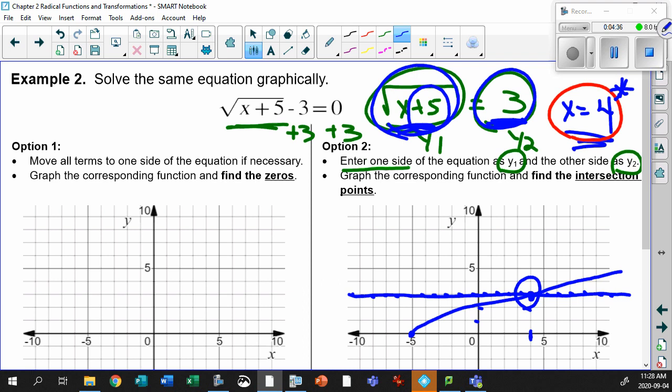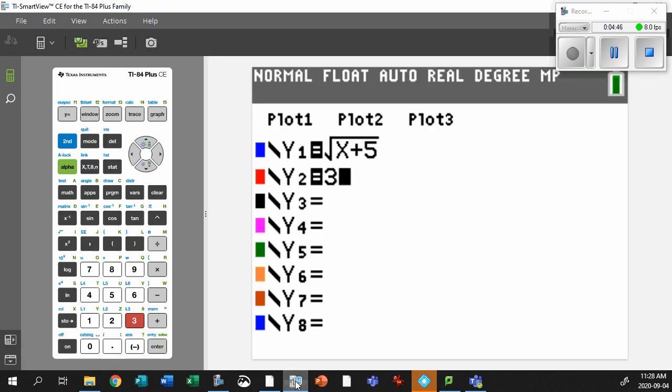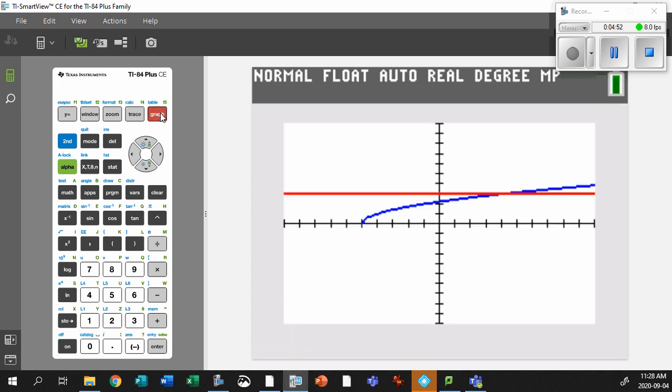Well, great. How do you prove that this is going to work for you now? Real simple. Go into your calculator and put down y1, y2. Case in point, look. There's my y1, there's my y2. I'm going to graph this thing, and look at that. Lo and behold, 1, 2, 3, 4. It's going to give you an intersection point.